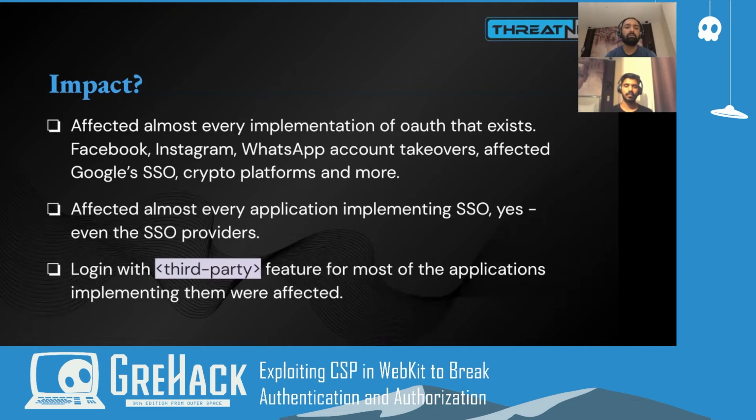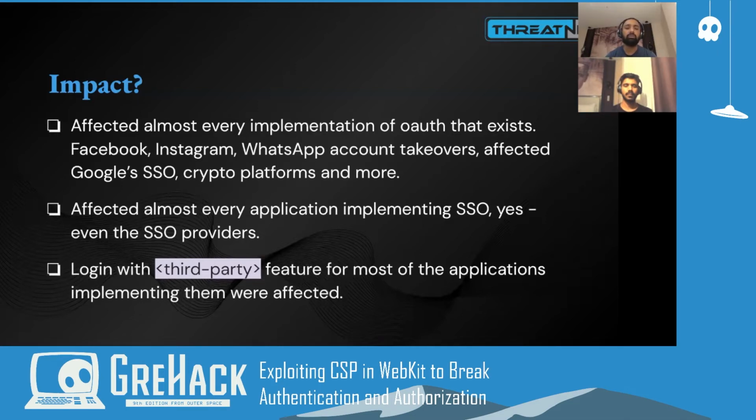And due to the nature of the design of OAuth, almost every implementation of OAuth that exists was vulnerable. Using the bug, we could take over Facebook, Instagram, and WhatsApp accounts. The bug also affected Google's SSO, which means Google products using Google accounts. Central authentication was also vulnerable. Cryptocurrency platforms, social networking platforms, e-commerce platforms, and more.